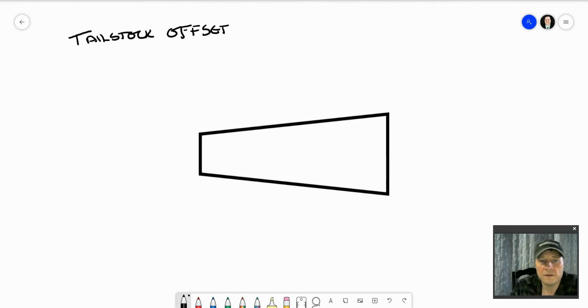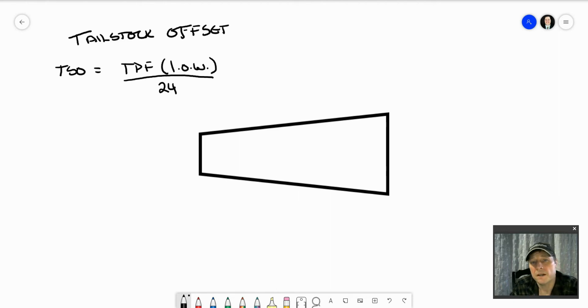So tailstock offset, the formula looks like this. TSO, tailstock offset, equals the taper per foot times the LOW this time. Will that be on a test? Yup. Divided by 24. Taper per foot times the length of the work.